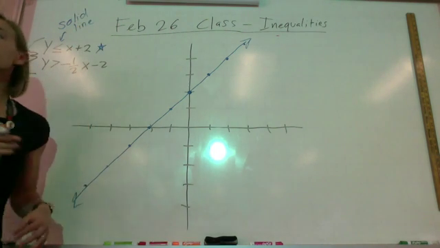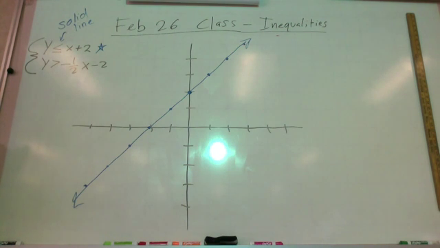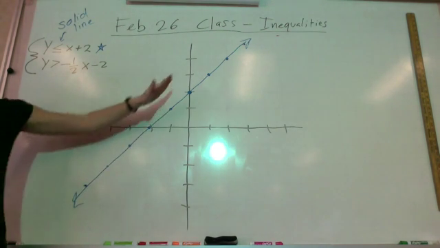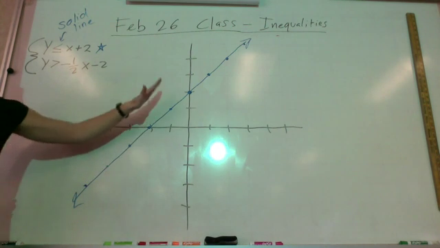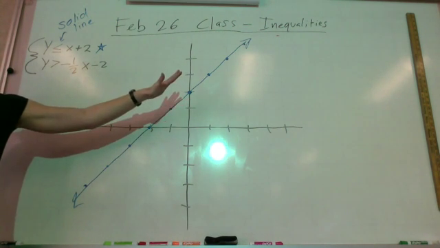So because it's "or equal to," it's going to be a solid line. Because it's or equal to, I want to include everything along there. So by putting a solid line, I'm saying every point along this line is included.